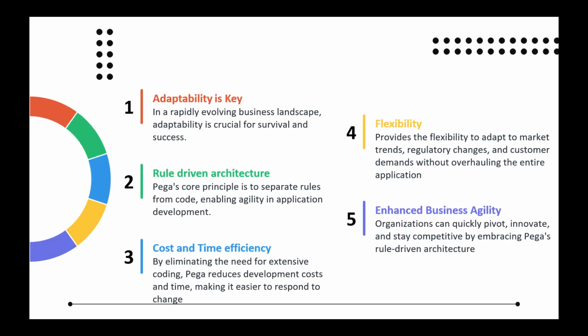In a dynamic business world, adaptability is crucial. Pega empowers you to respond swiftly to changing requirements. How? By separating rules from code. With rule-driven architecture, modifying rules means making changes without extensive coding. It's adaptability at its finest.